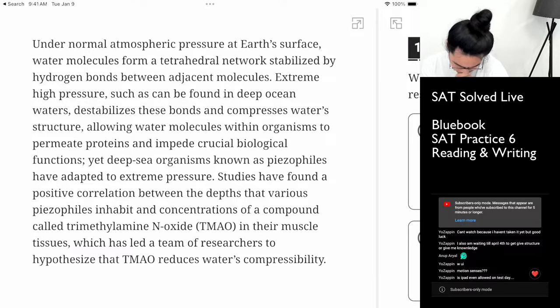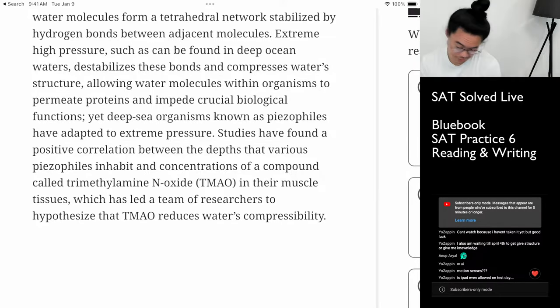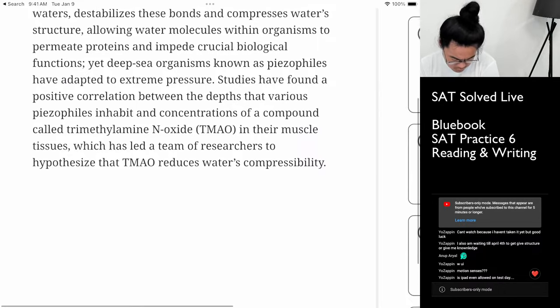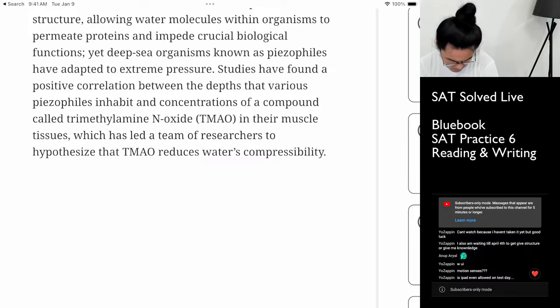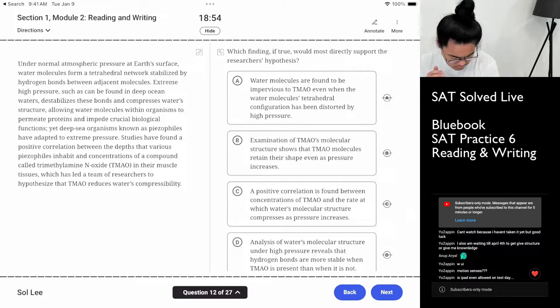Tetrahedral hydrogen bonds. Extreme pressures destabilize, compress water, allowing it to permeate proteins and impede crucial biological functions. Oh, that sounds like a horror movie. Yet they have piezophiles, which have adapted, and piezophiles, depending on their depth, have larger concentrations of TMAO. Okay, so we just need to find that the TMAO stops the water from penetrating the proteins.